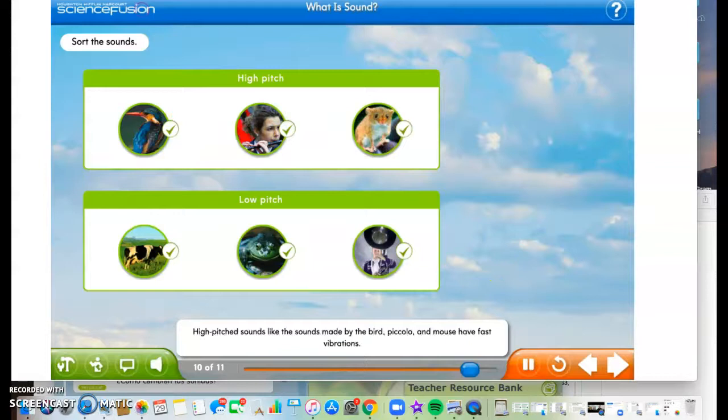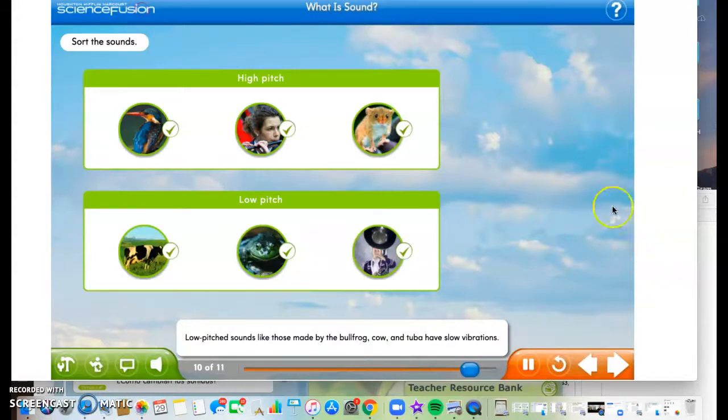Good job. Thank you. High-pitched sounds, like the sounds made by the bird, piccolo, and mouse, have fast vibrations. Low-pitched sounds, like those made by the bullfrog, cow, and tuba, have slow vibrations.